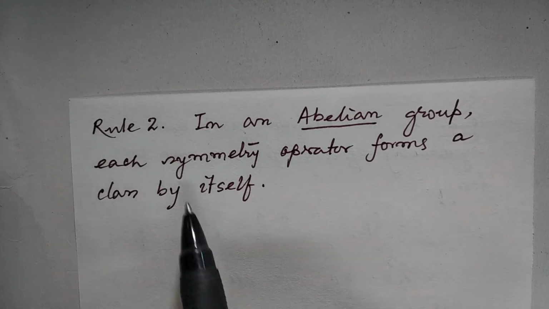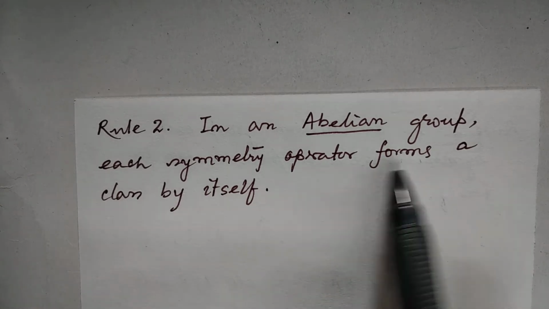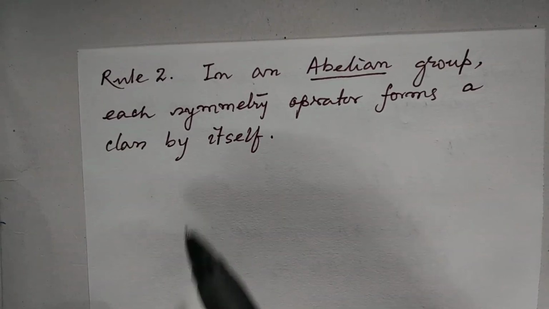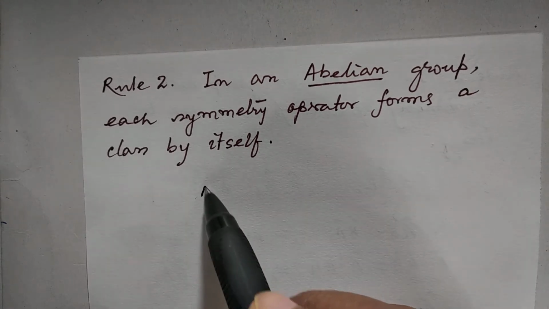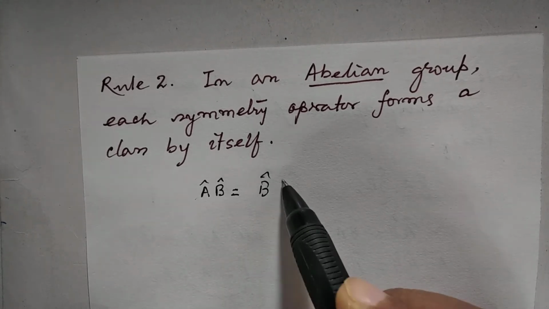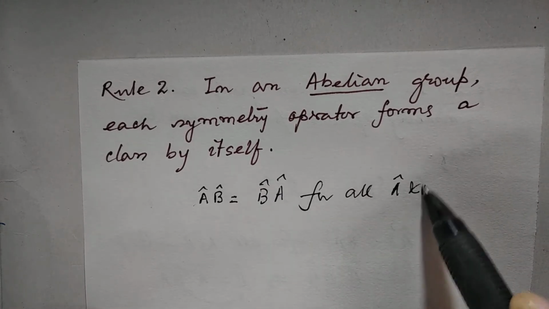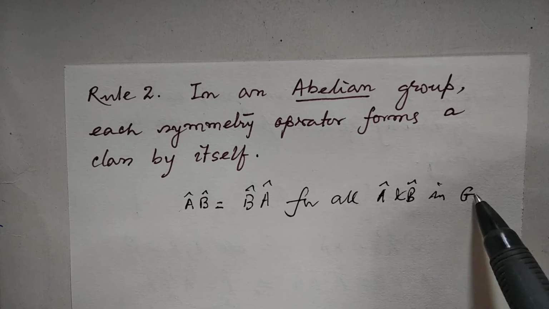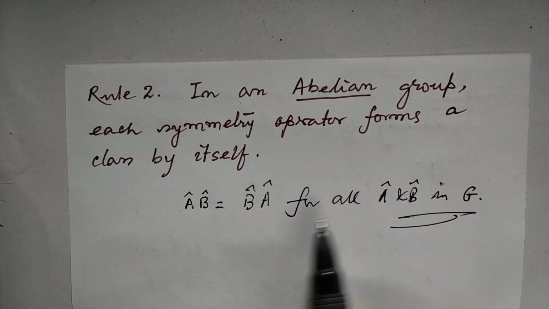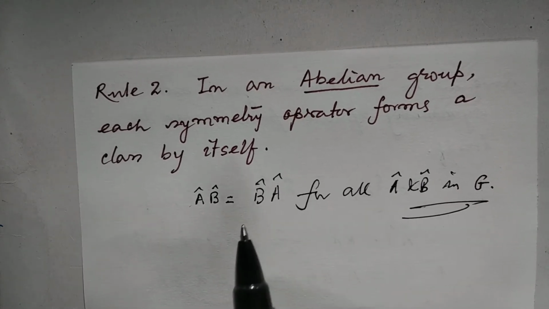Next, come to rule 2. Rule 2 states that in an abelian group, each symmetry operator forms a class by itself. If a group is abelian, then AB is equal to BA for all A and B belonging to G. This is the definition of an abelian group.